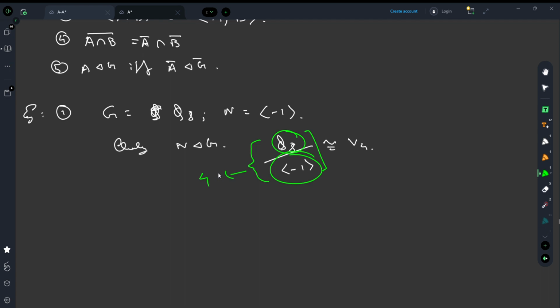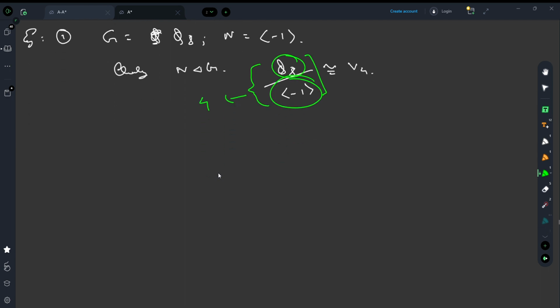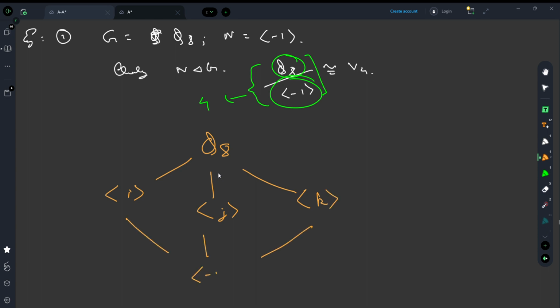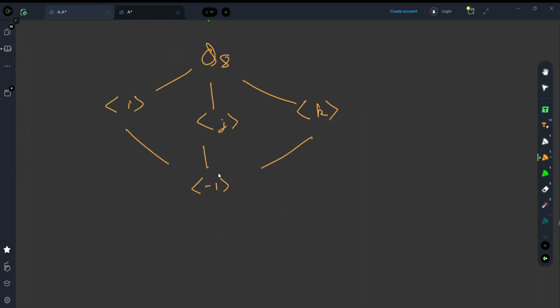But how can we study this directly from the lattice? How can we establish the isomorphism directly from the lattice? It can be done using the lattice isomorphism theorem. What is the lattice of Q8? If you remember, it's this: i, j, K, then these all go to the subgroup generated by -1, and this goes to the trivial group.